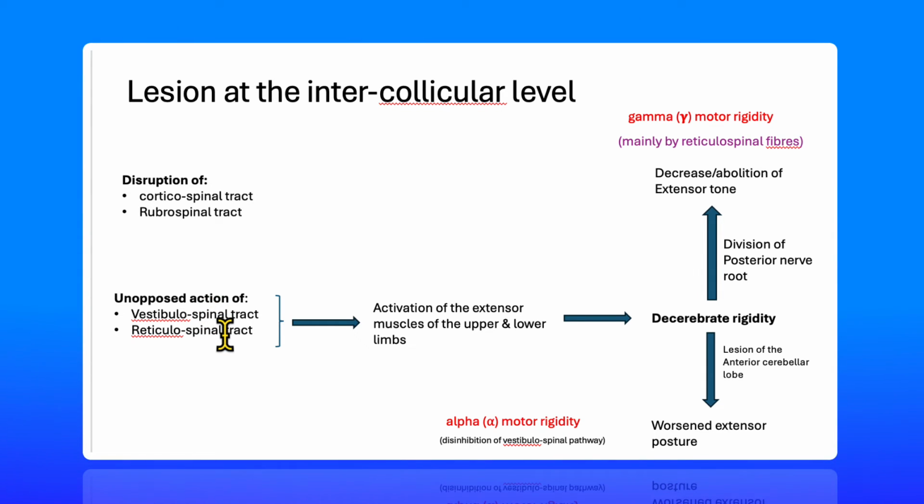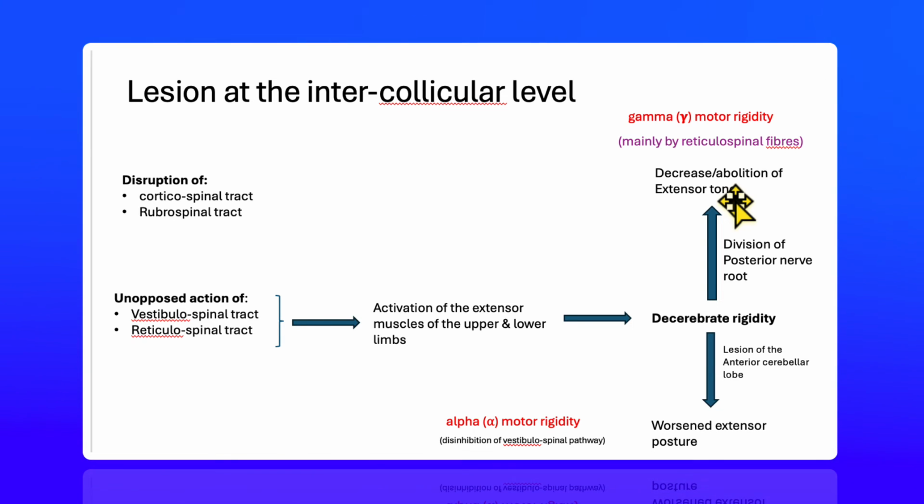unopposed, what they do is they have a preference for activating the extensor muscles of the upper and lower limbs. And this leads to what we characteristically see as an extensor posture or decerebrate rigidity. And when the posterior nerve roots are sectioned, what you see is a decrease or abolition of the extensor tone of those muscles corresponding to those spinal levels.